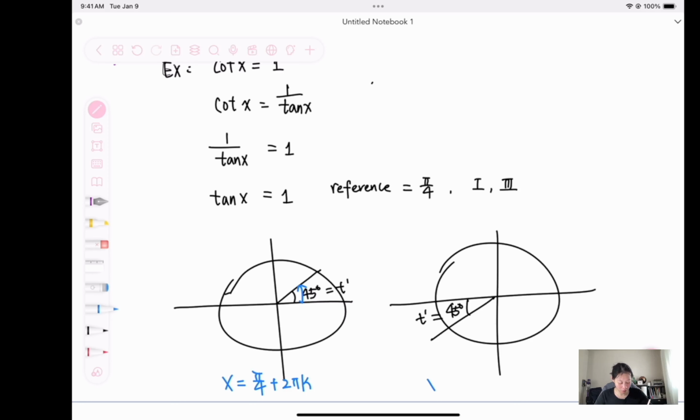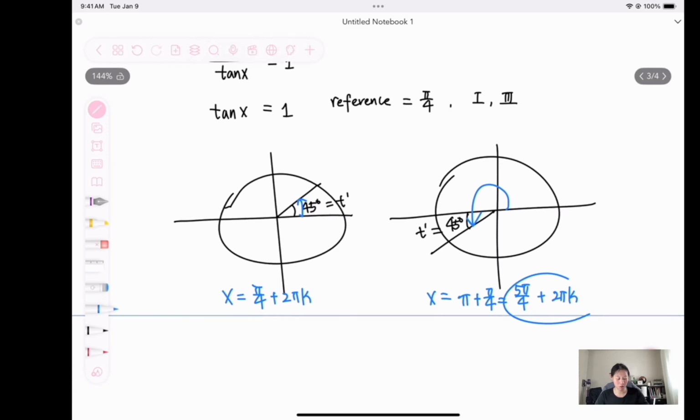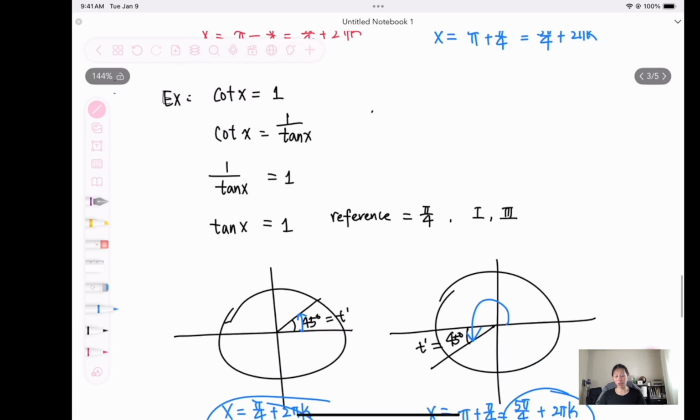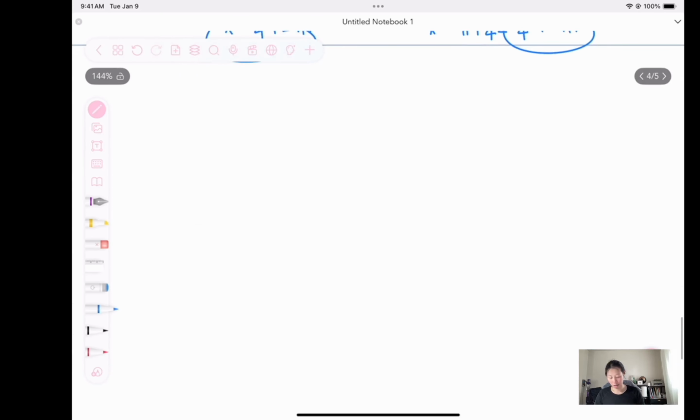And for the second one, the second solution is going to be this guy, pi plus the reference angle, which is 5 pi over 4, and then repeat every 2 pi. So that would be the final answer for this question when cotangent equals 1. Okay, last example.